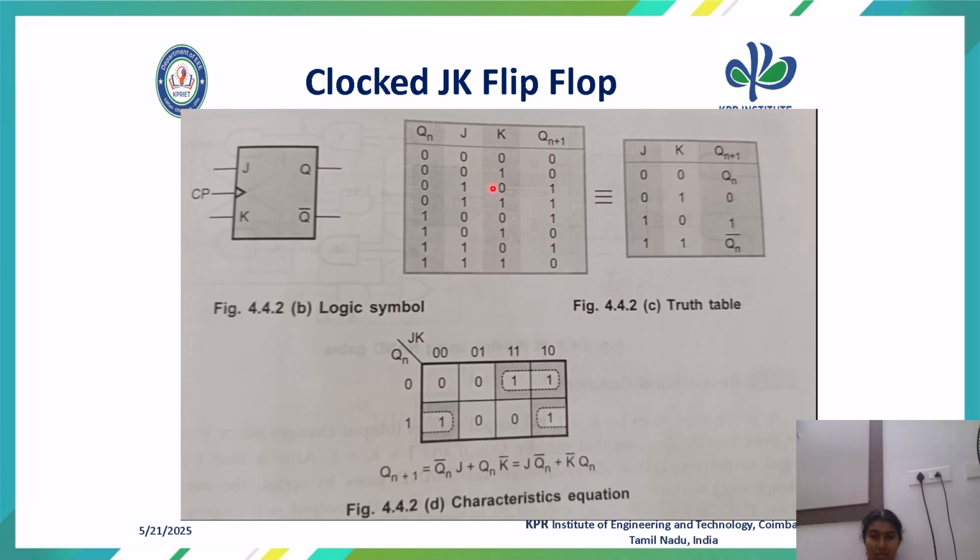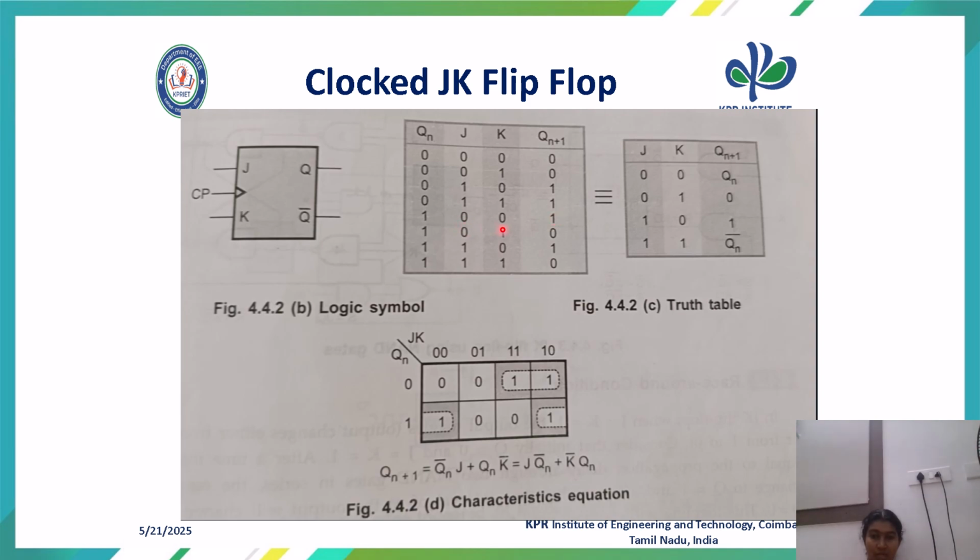When J equal to 0, K equal to 1, that is the reset condition, therefore the output is 0. When J equal to 1, K equal to 0, the output is set, that is 1. When both the inputs are 1, it gets toggled, so therefore Qn is 0, so it gets toggled, that is Qn plus 1 is equal to 1.